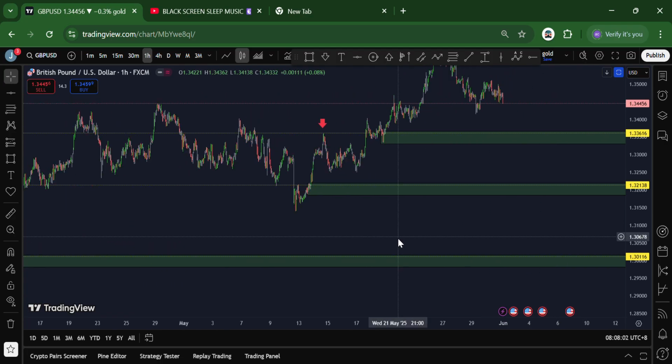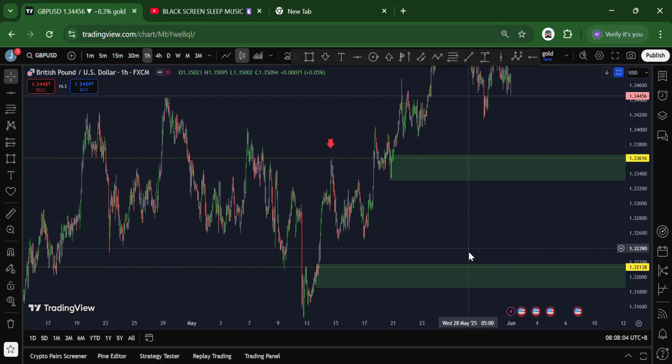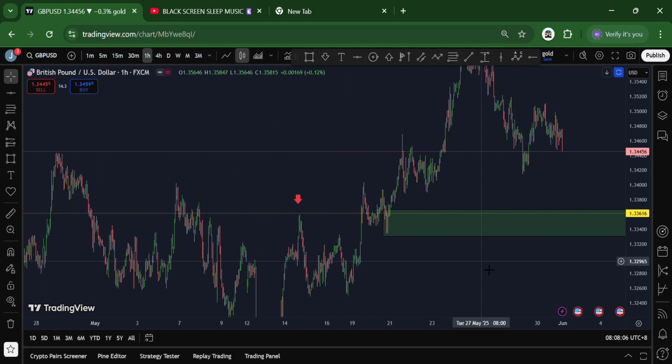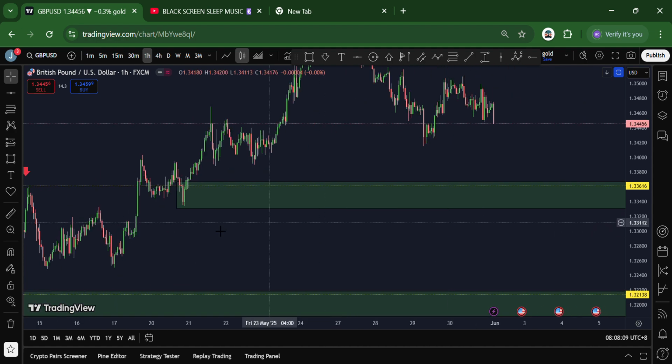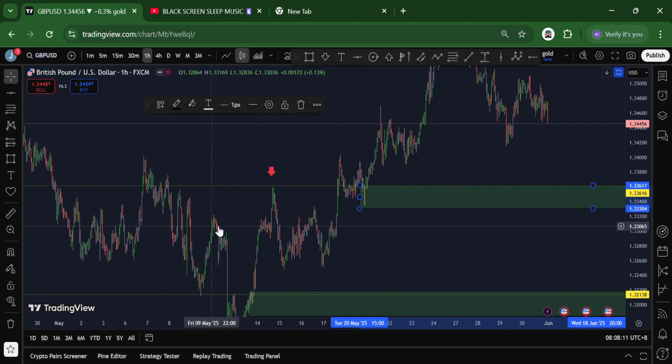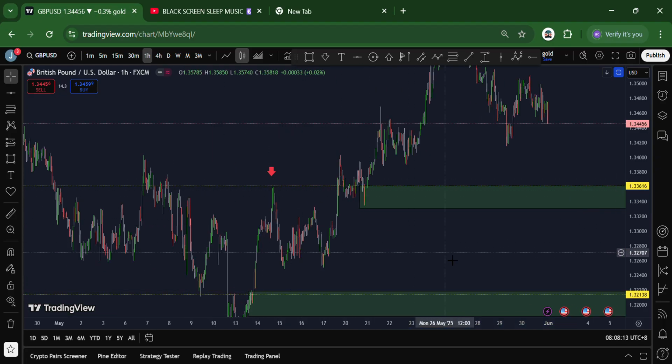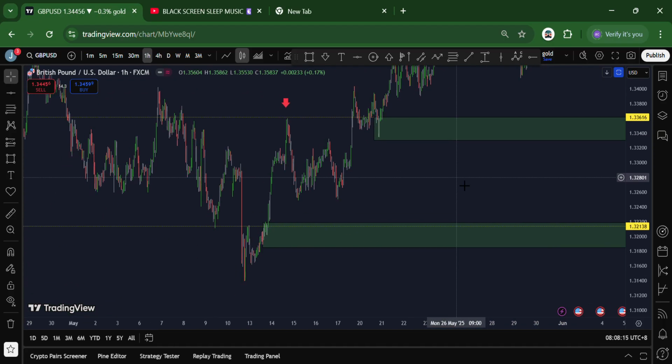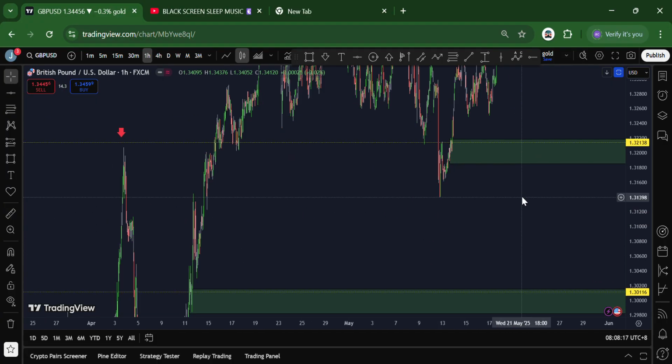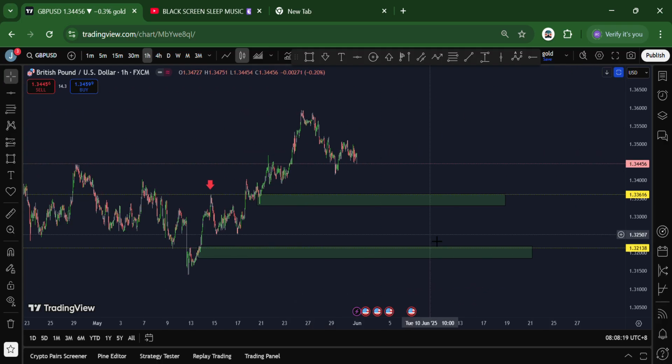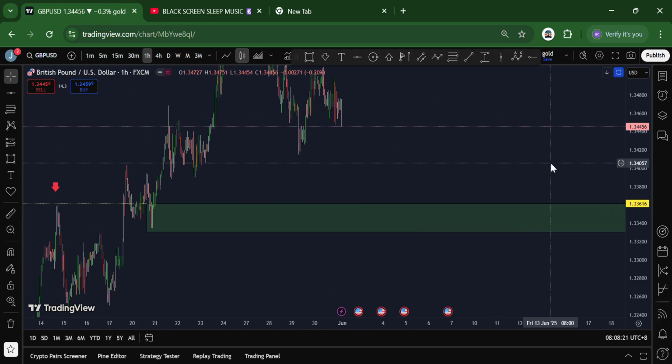So this strong demand is a high probability buy zone. Resistance plus demand zone is a high probability demand zone, so it's good for a buying zone. But as a disclaimer, you need to understand this.